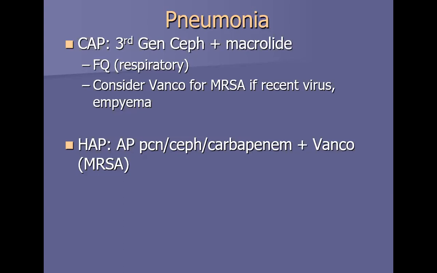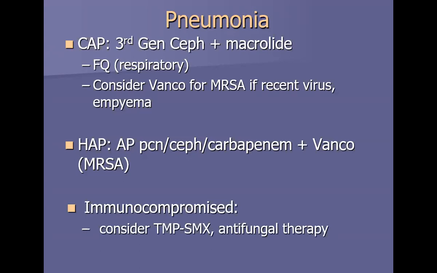So for healthcare associated pneumonia, you have to be concerned about MRSA and Pseudomonas. So you want an anti-pseudomonal penicillin. The only one we have available is Zosyn or piperacillin-tazobactam, or cefepime, which is a fourth-generation cephalosporin, or a carbapenem. And if they're immunocompromised, you also want to think about pneumocystis possibly in them. So you might need to test for pneumocystis or consider trimethoprim-sulfa or antifungal therapy.